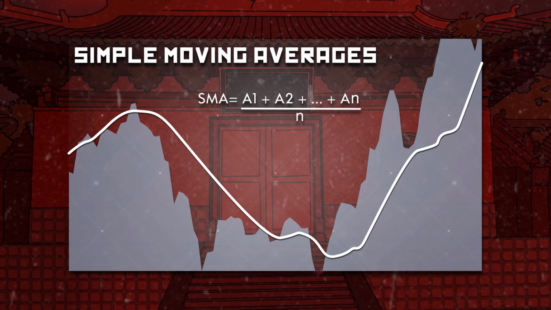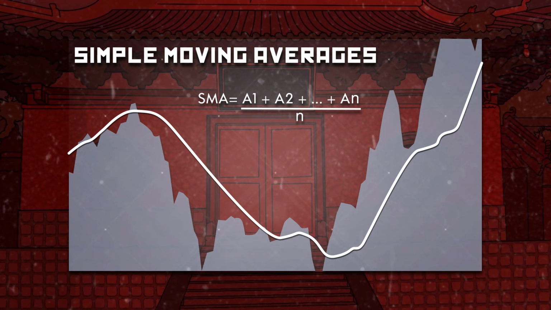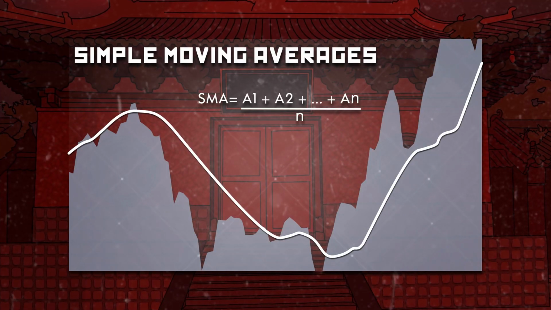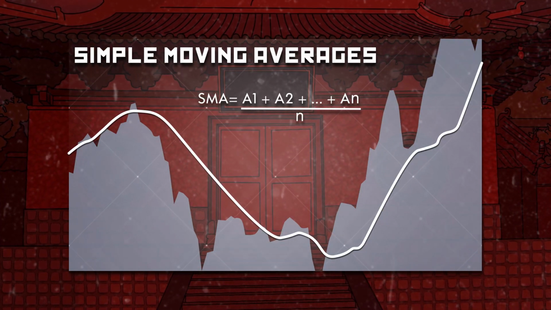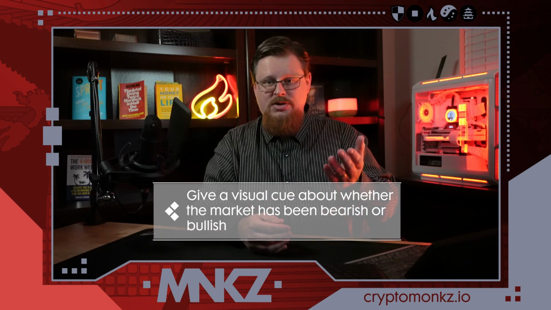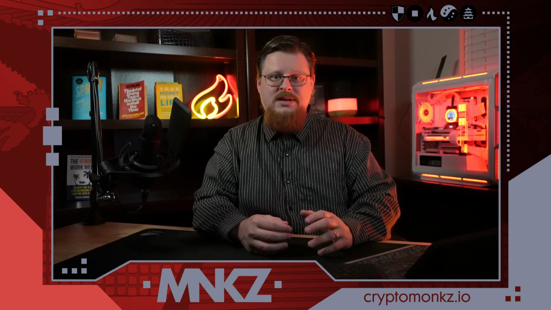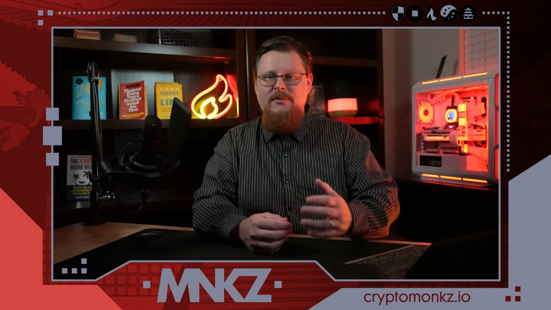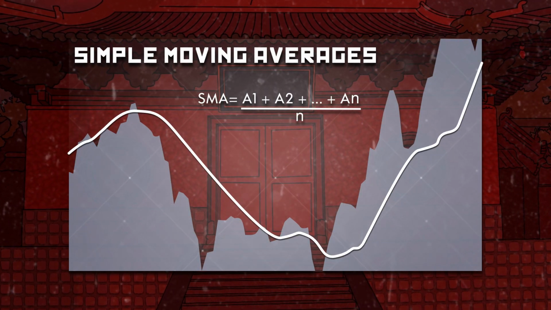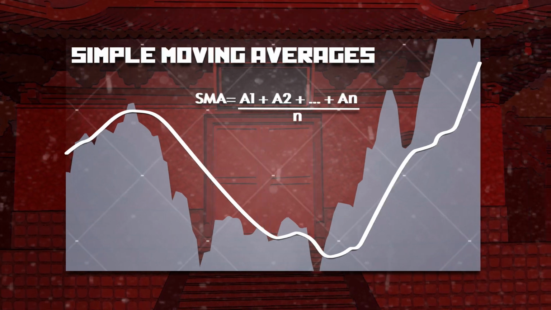And what you end up with is a trend line built from the daily updated averages. These trend lines are much smoother than tracking the price action directly, and it is this smoothing that helps to remove some of the noise in the market price action to give a visual cue about whether the market has been bearish or bullish. SMAs, or simple moving averages, are the slowest and least responsive moving average that we'll look at because they give the same weight to every data point in the set. This means yesterday's price weighs as heavily on the calculation as the oldest price in the time period.